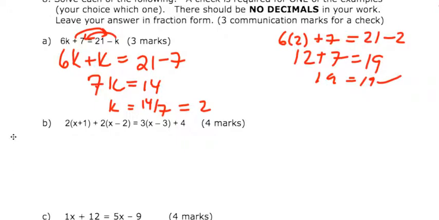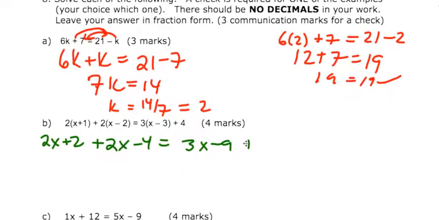This one's a little bit longer, a little bit harder. On the left, don't put an equal sign here. I know usually when you go down line by line, you say this is equal, this is equal, this is equal. But the problem is now you have a bunch of equal signs. Especially in the next question, let's try to keep it clean. And I'm going to expand the first bracket. 2 times x is 2x. 2 times 1 is 2. And then I have 2 times x is 2x. 2 times negative 2 is negative 4. Equal sign, 3x minus 9 plus 4.